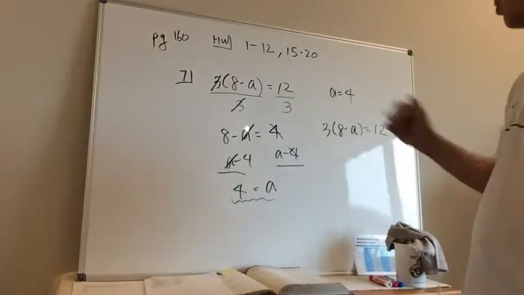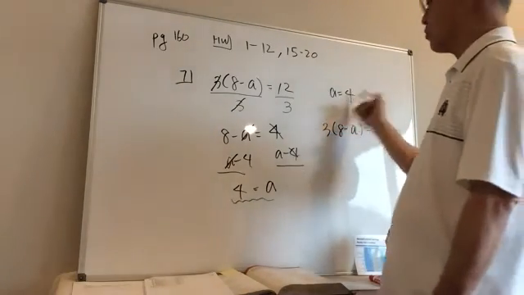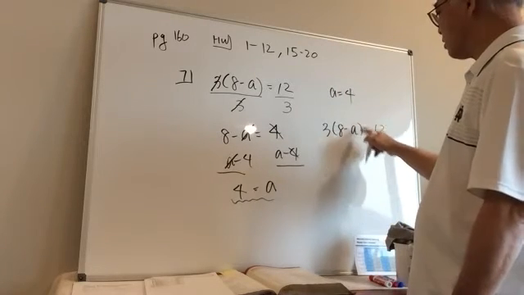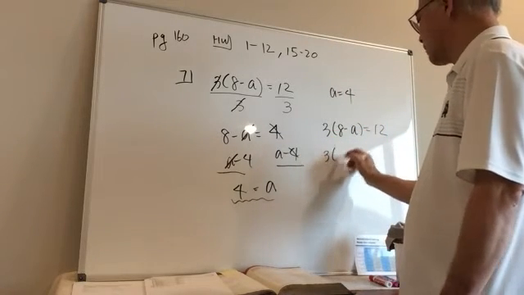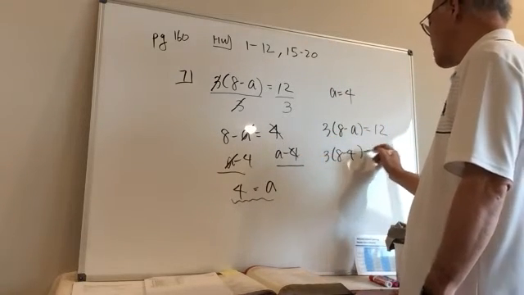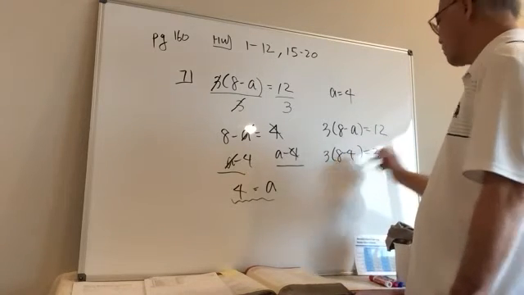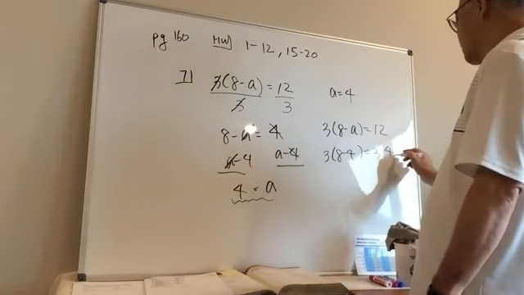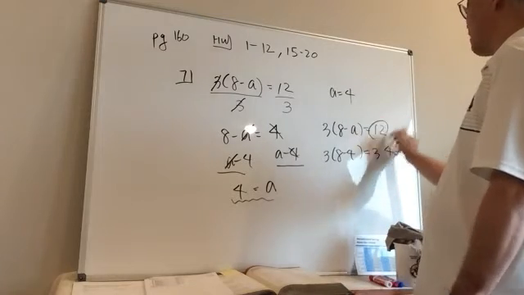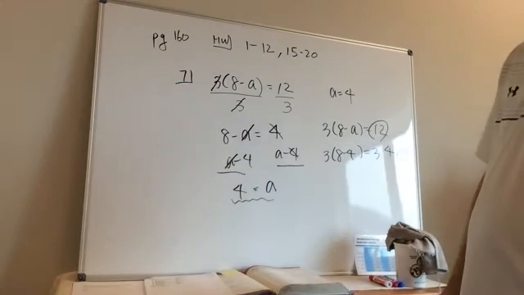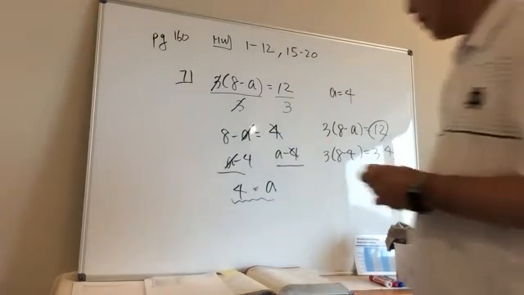So let's see if this works. Let's see if this is a proper or correct answer. We're going to put 4 in here where a is. So let's see if it works. 3 times 8 minus 4 is equal to 12. 8 minus 4 is 4. 3 times 4 is 12. So 12 and 12 is correct. Okay, good job. Very good.